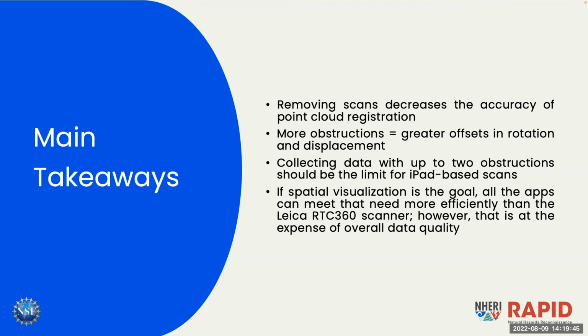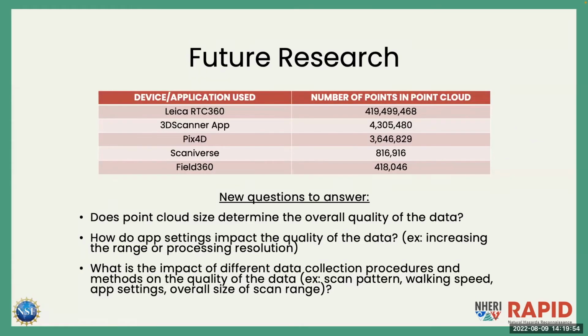However, you do lose a lot of quality in your data if you are replacing big spaces or gaps. So a couple of different things that this really opened up for us was, does point cloud size determine overall quality of data? As you can see, the Leica RTC 360 device produced 400 million points, whereas 3D Scanner App was 4 million. Pix4D was 3 million, and then Field 360 and Scaniverse were significantly less. But Pix4D and Scaniverse had pretty good data overall, as from that last slide.